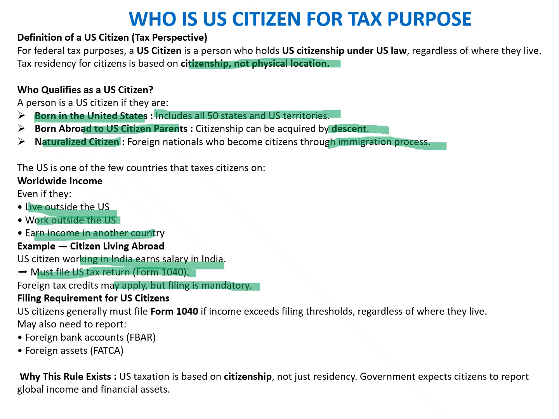The filing requirement for US citizens: US citizens generally file Form 1040 if income exceeds the filing threshold, regardless of where they live. They may also need to report foreign bank accounts and foreign assets. US taxation is based on citizenship and not on residency. The government expects citizens to report global income and financial assets.